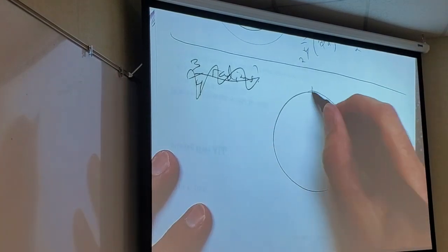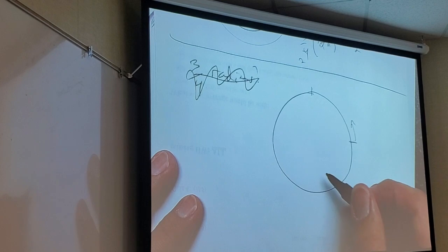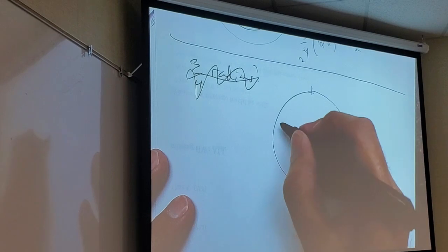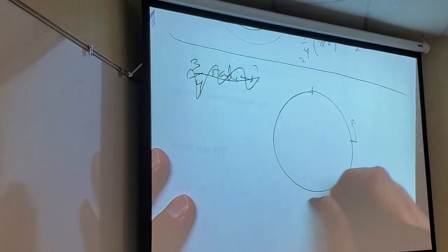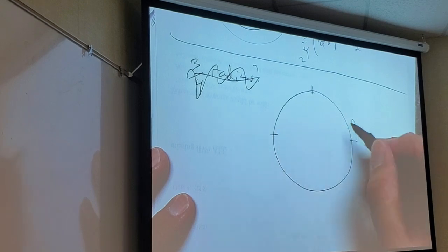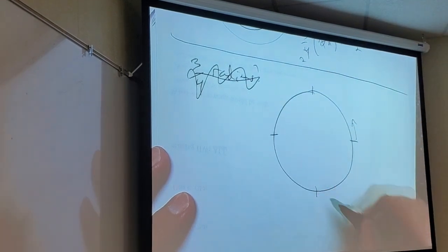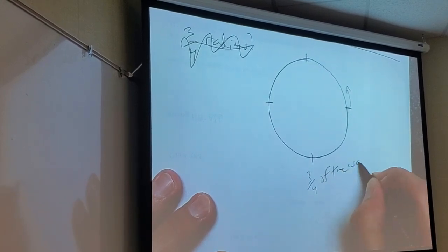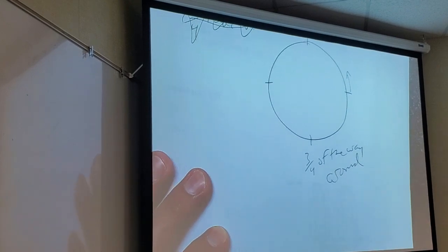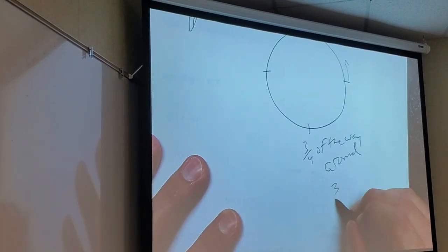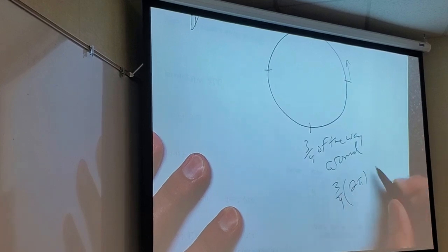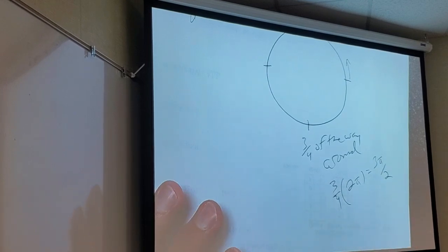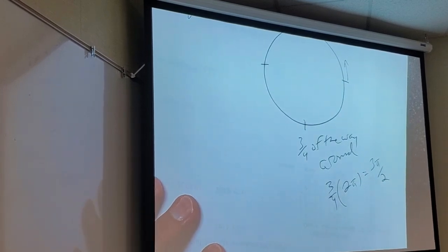So this would be how far? That'd be a quarter of the way, which is pi over 2. I want to go 3/4 of the way. This would be half of the way, which is pi. So this will be 3/4 of the way around, correct? And what is 3/4 of 2 pi? 3 pi over 2. You with me? Is everybody with me?